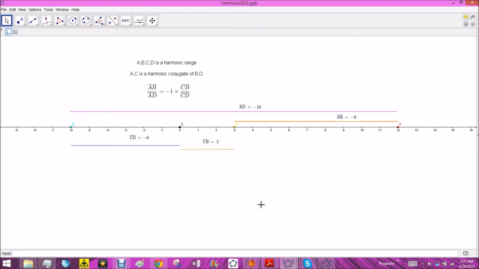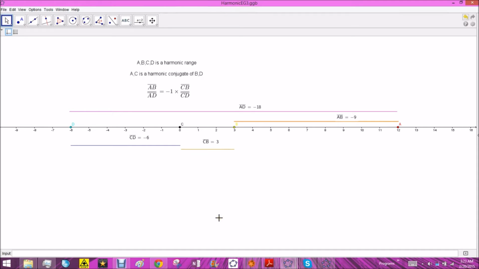Okay, so we do indeed have that the way A divides BD externally is similar to the way that C divides the interval BD internally. And therefore we have that AC and BD are harmonic conjugates to each other. This is a kind of symmetric relationship that they have.